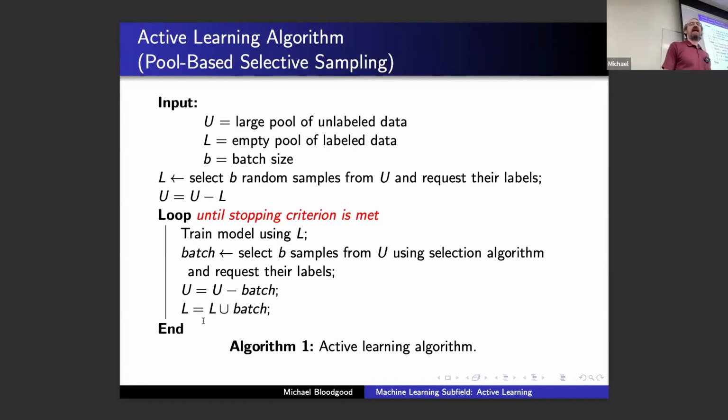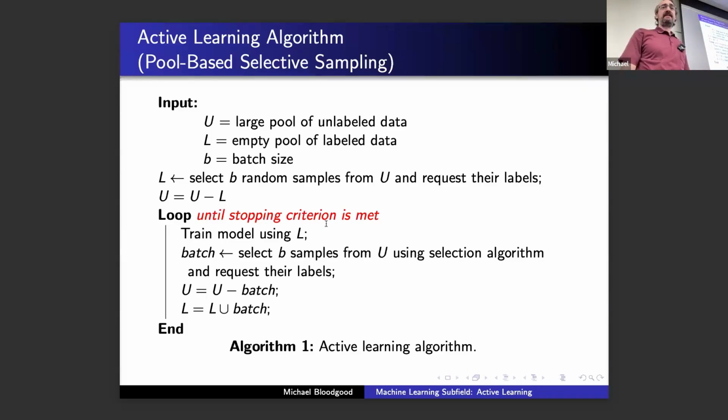So if you think about it, L is kind of like a growing snowball. It starts empty and each iteration it grows, it grows, it grows. And U, well, I don't know, a metaphor, but U is constantly shrinking. So U starts really big and it's constantly being shrunk and shrunk and chipped away at. So that's the overall thing.